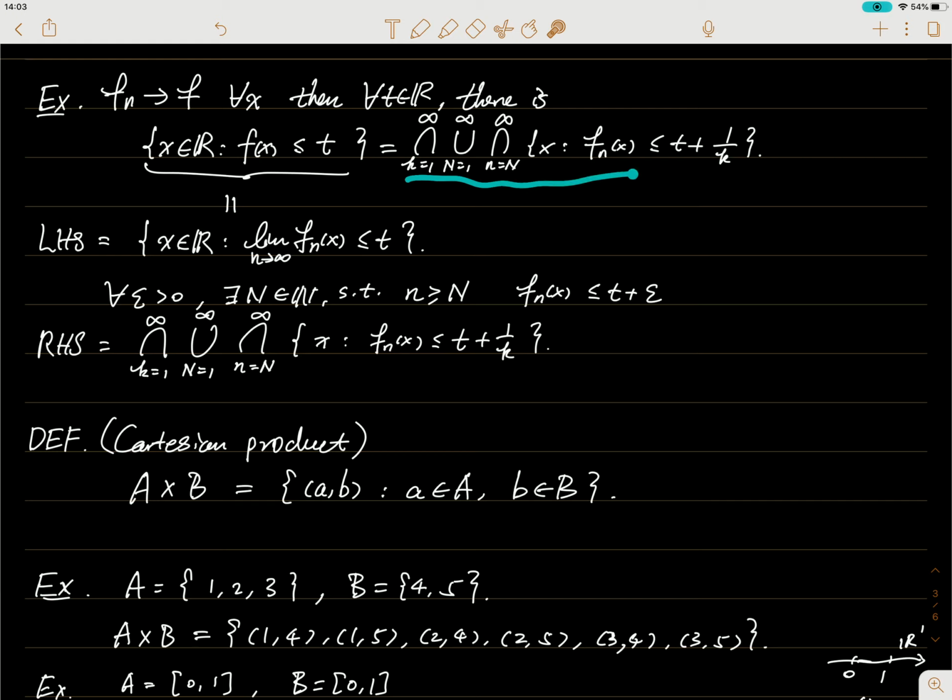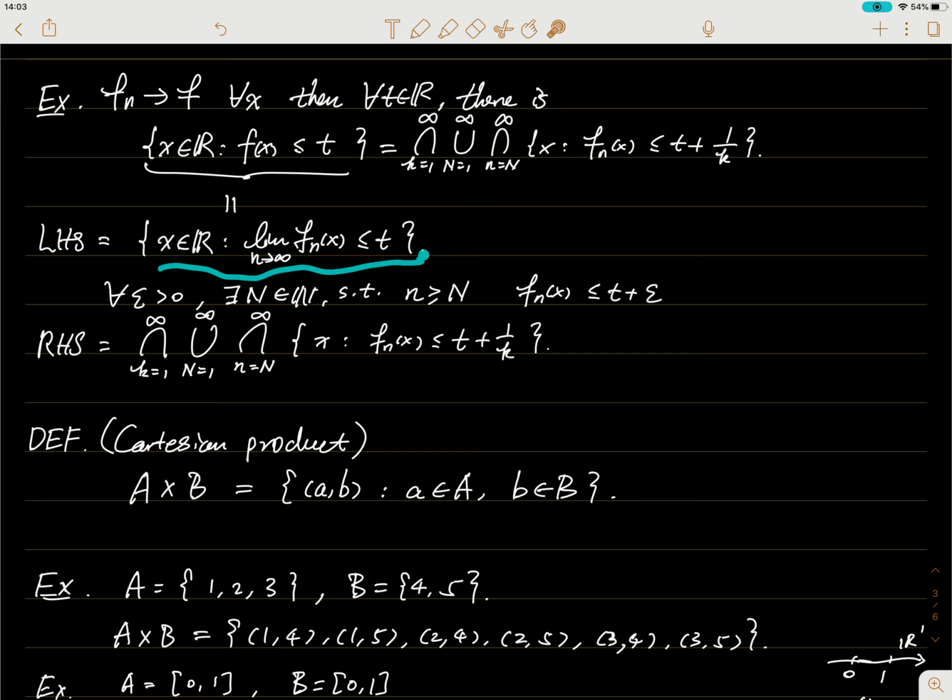So again, how do we show this? Look at this, we call this the left hand side. Because the fn is converging to f at every point, this f(x) is just the limit of fn(x). So I just replace that by fn(x). So f(x) less than or equal to t means that the limit of fn(x) is less than or equal to t.